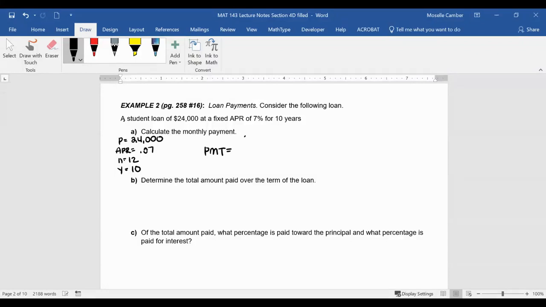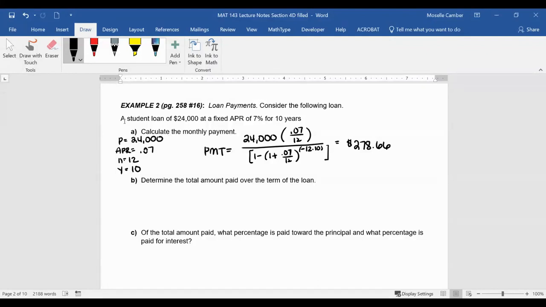So our payment is going to be our principal times my APR divided by N, all over 1 minus 1 plus my APR over N to the negative N times Y. So when you put all that into your calculator, you end up getting a payment of $278.66.